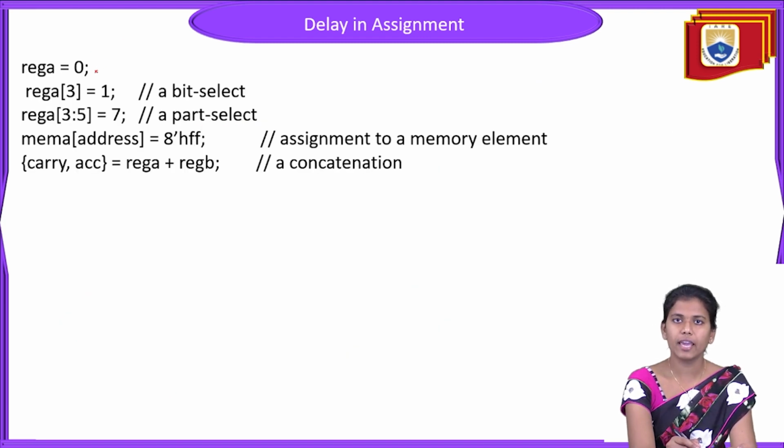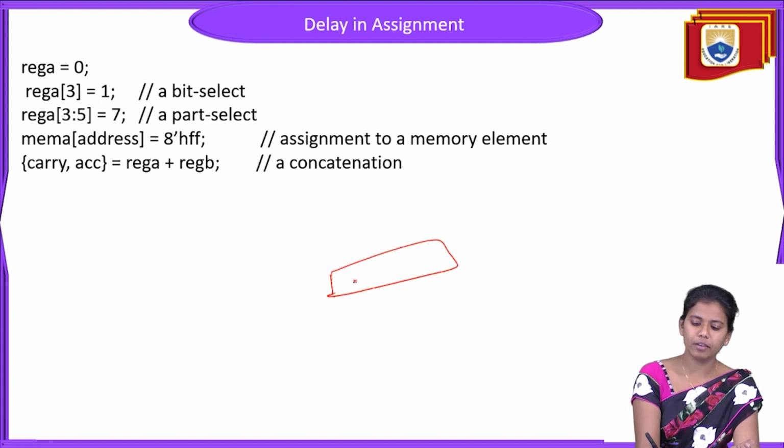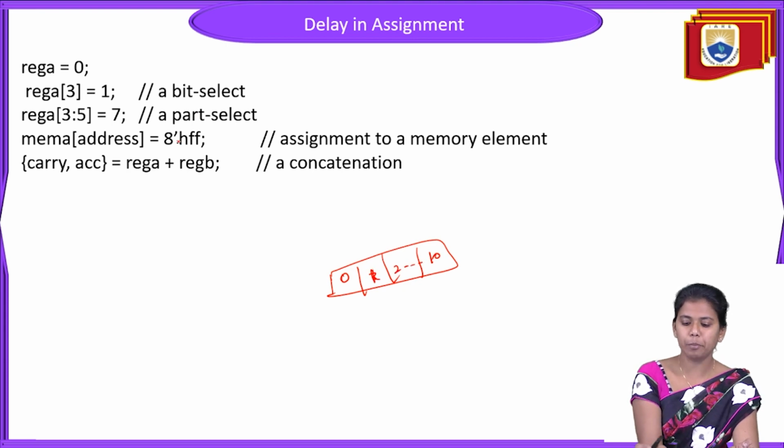So register A is equal to 1, or else 0 or 1. Register A of 3 is equal to 1. That means, out of my 0 to 10, I have selected a bit. Which bit have I selected? I have selected bit 3. Bit 3 is selected. So register A of 3 is equal to 1, and a part select.